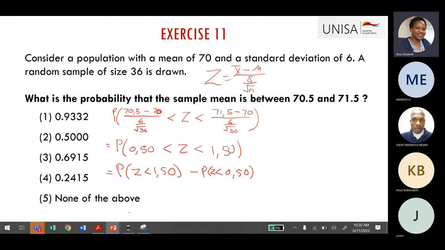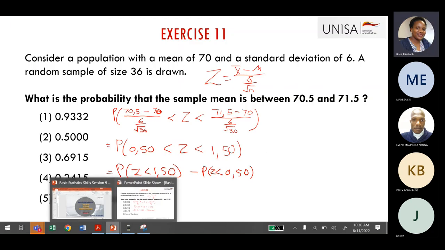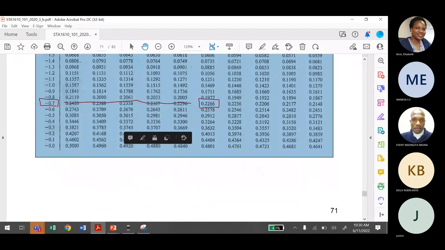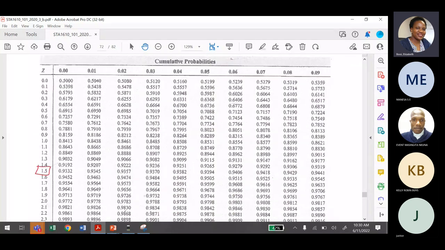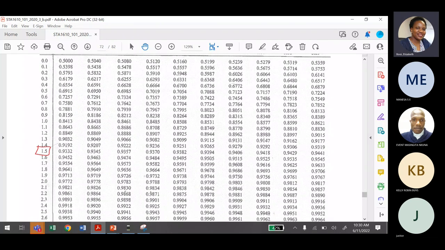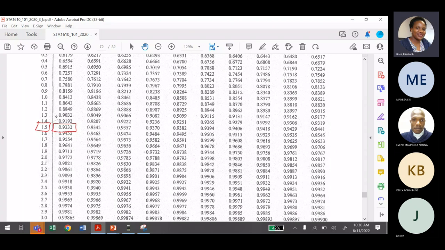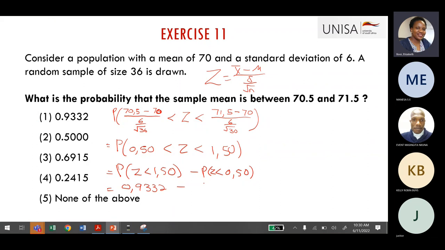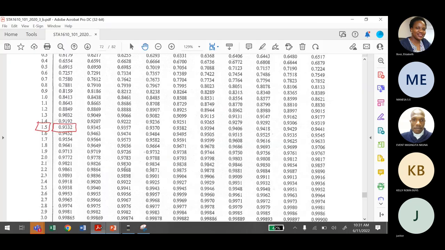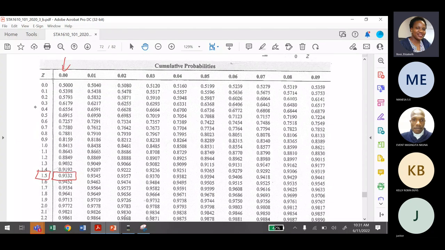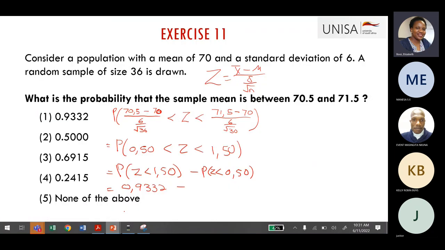Let's first find the probability of 1.5. So 1.50, it's on the positive side. So we go to the positive side and we look for 1.5, and the first column will be the zero. So the answer is 0.9332. 0.9332 minus the next one, 0.5. It's also on the positive side, and we go to 0.50, because zero is at the top, it's 0.6915. 0.6915.